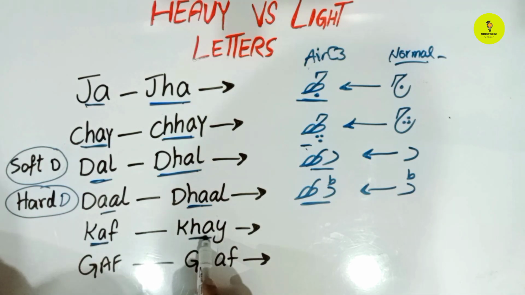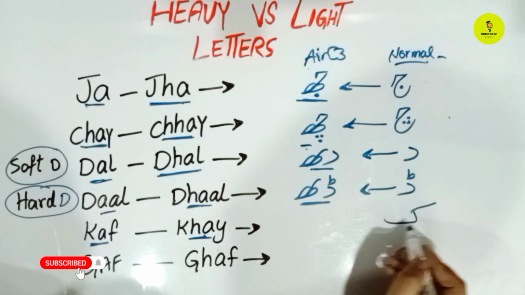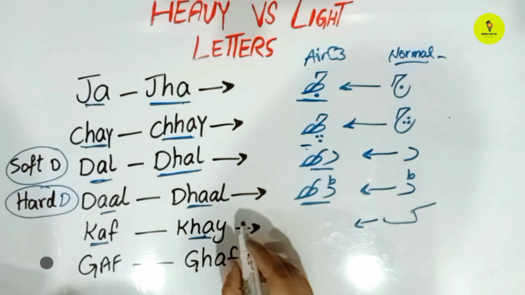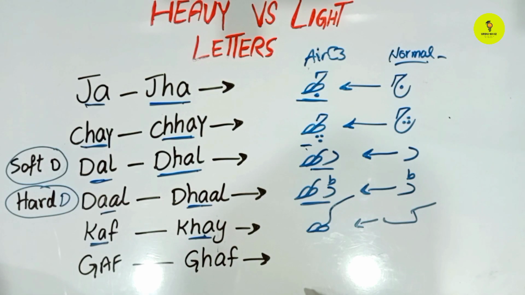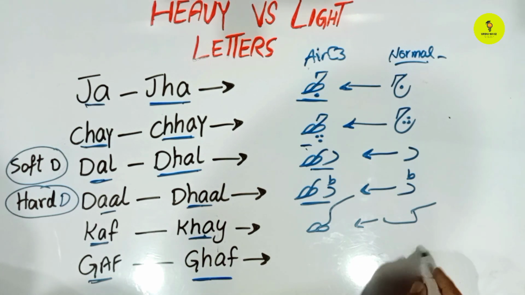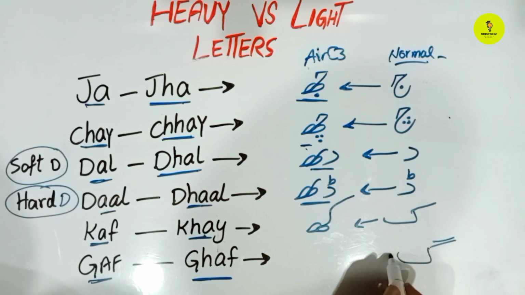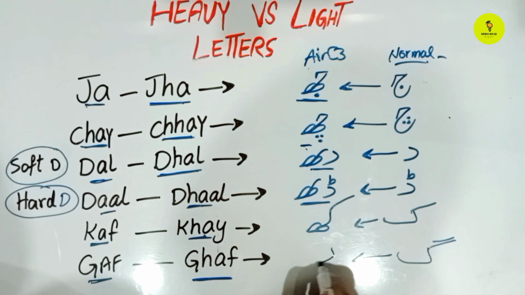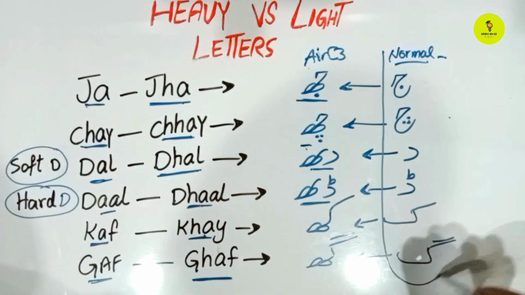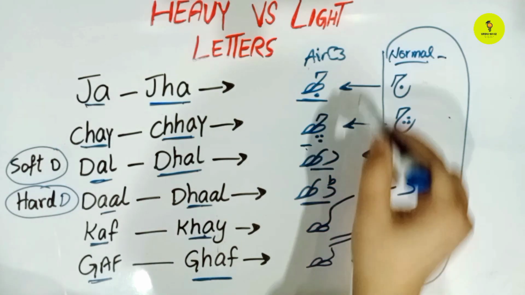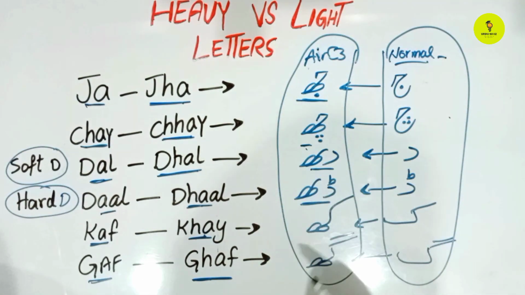Kaf and khaf. This is the simple letter kaf, and its aspirated letter is khaf. This is the letter Gaf, and its heavy sound is Ghaf or Ghe. Now, this is the simple normal letter, and this is its hard sound. So you can see this is the normal letters line, and this is the heavy letters line.